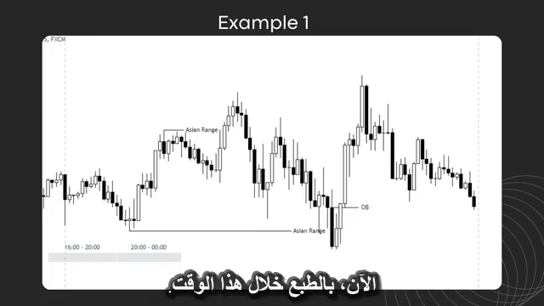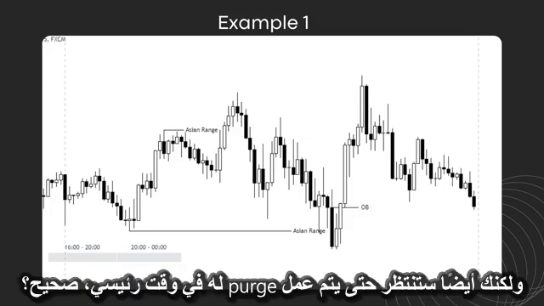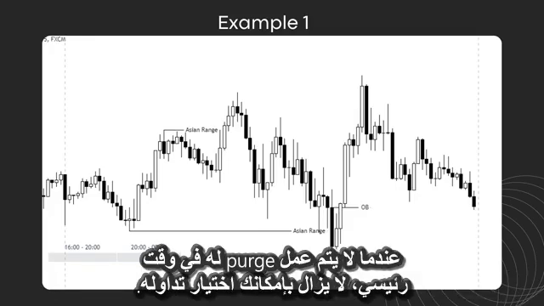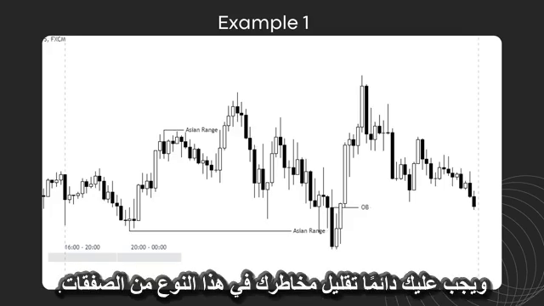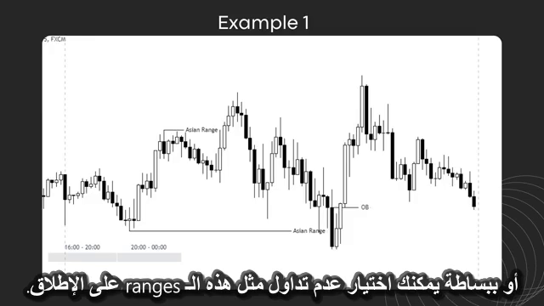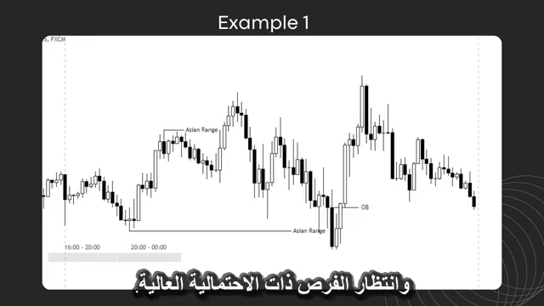Obviously, while it's being formed, you're going to stay away from it, and you're going to wait until it's purged at a key time. When it's not purged at a key time, you can still opt to trade it, but your probability would be comparatively lower, and you must always lower your risk for such trades. Or you can simply opt to not trade such ranges at all. I usually stay away because I'm content with staying patient and waiting for high probability trade ideas.